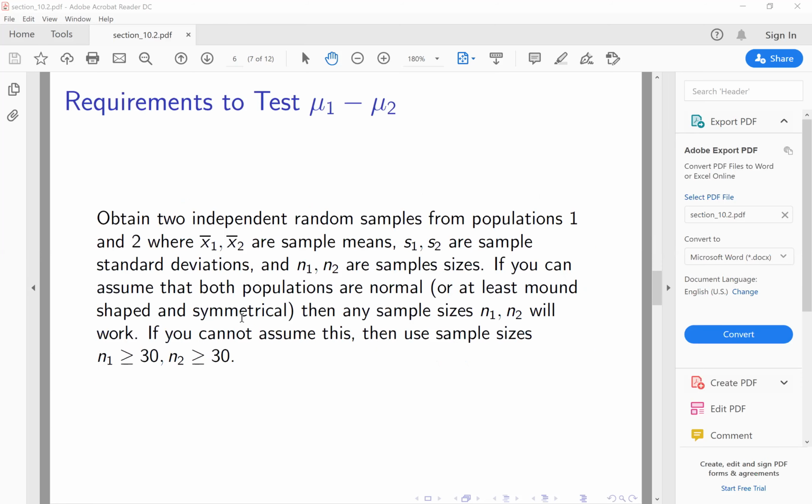Okay, so in order to do a test where we look at the difference of means of two populations, we need two random samples where you get two different sample means, two different sample standard deviations, and two different sample sizes. You either need to know that the populations are normal or mound-shaped. If you can't do that, you need the sample sizes to be at least 30.